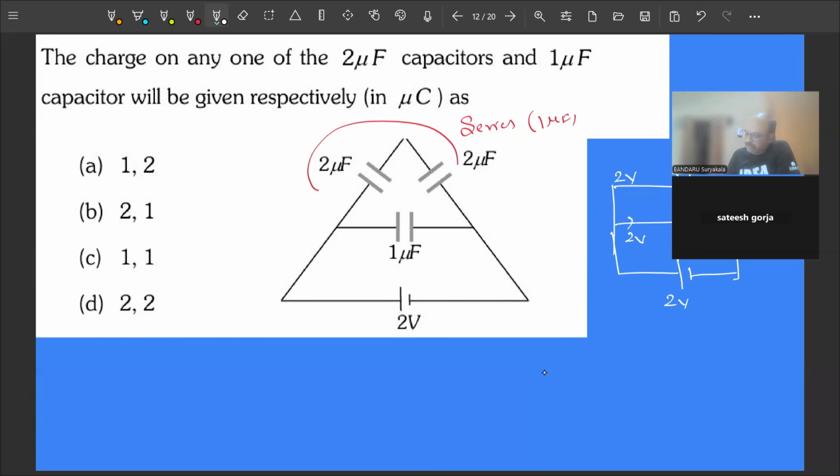Then the charge formula Q equals C into V. So C is 1 microfarad into V is 2, so it becomes 2 microcoulomb. The charge on any one of the 2 microfarad and 1 microfarad capacitors: the charge on the 2 microfarad is 2 into 1 microfarad, which becomes 2 microcoulomb.